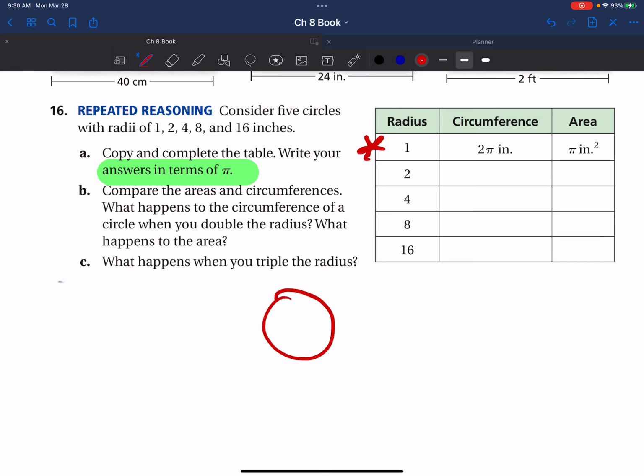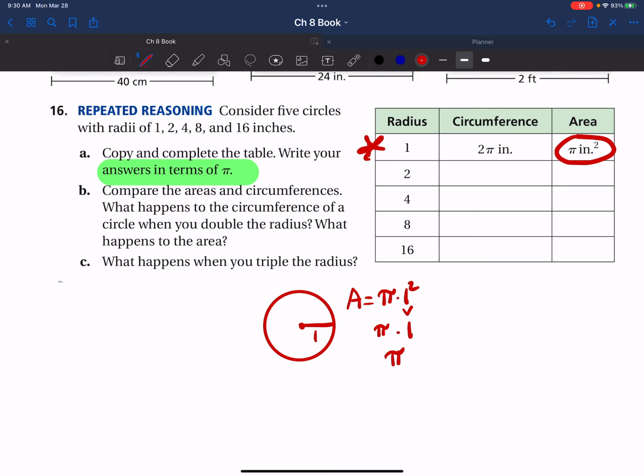So if I have a circle with a radius of 1, to find the area, you would take pi times that radius, which would be 1, squared. 1 times 1 is 1, and then 1 times pi, we're just going to leave pi as a pi symbol. 1 times pi is just pi. So that's how they got the pi inches squared.